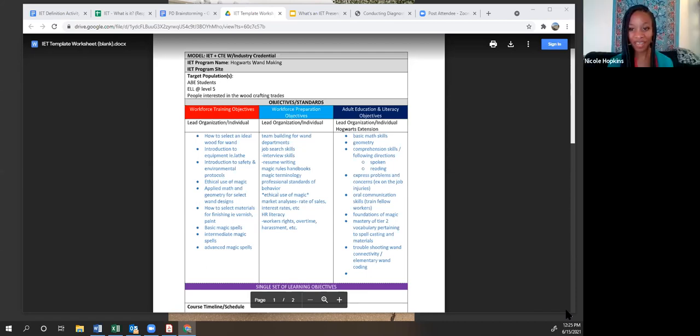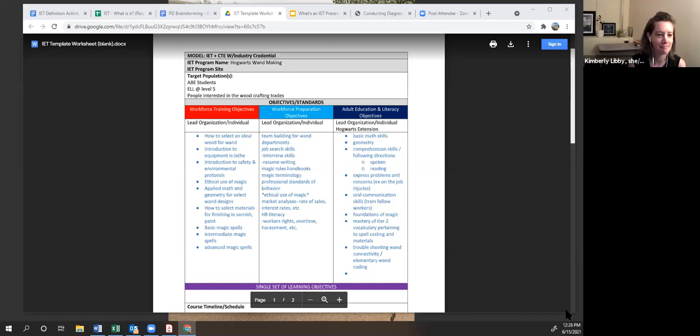Okay, we've got group four, adult education and literacy objectives. Sure, I can speak for our group. So we talked about how participants would need basic math skills, particularly around geometry for measuring and those kinds of things, comprehension skills for following directions. So it could be directions that are given orally or spoken directions, or it could be reading a manual for how to use equipment or how to do a specific design.